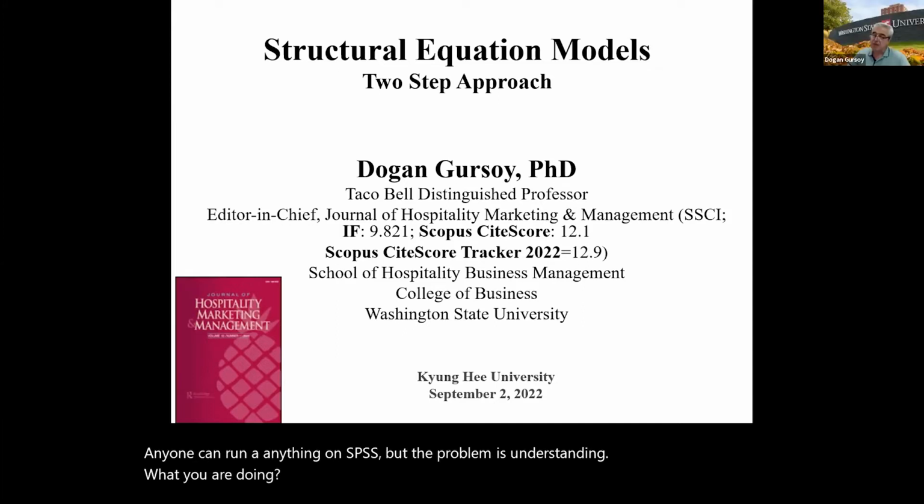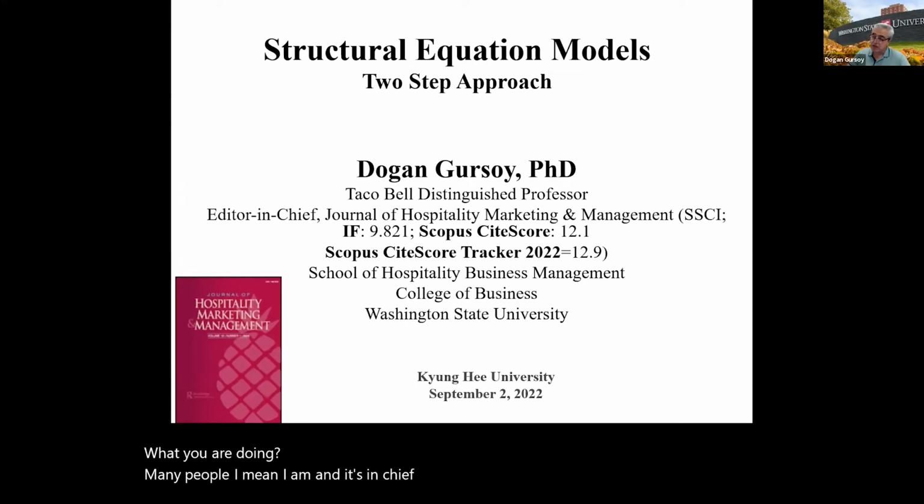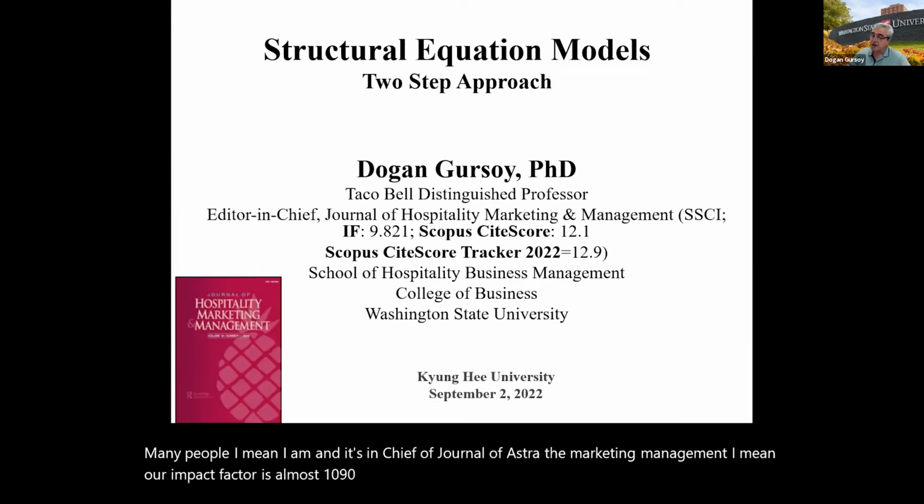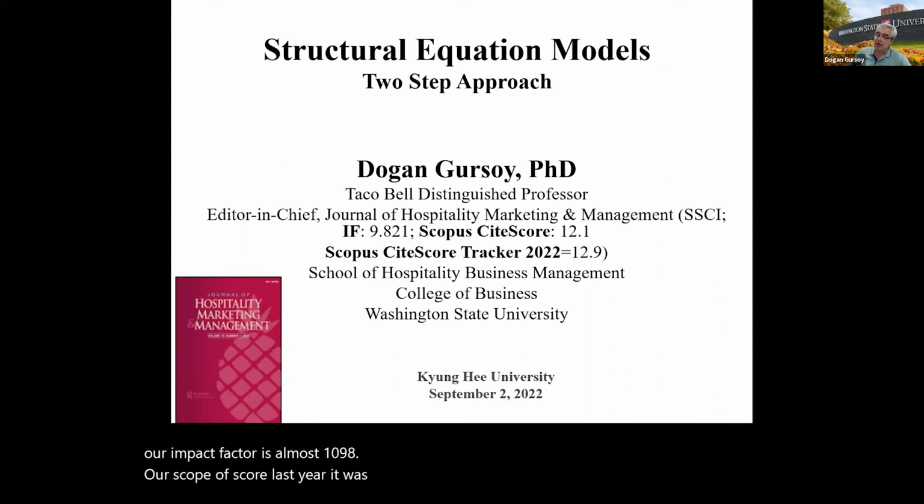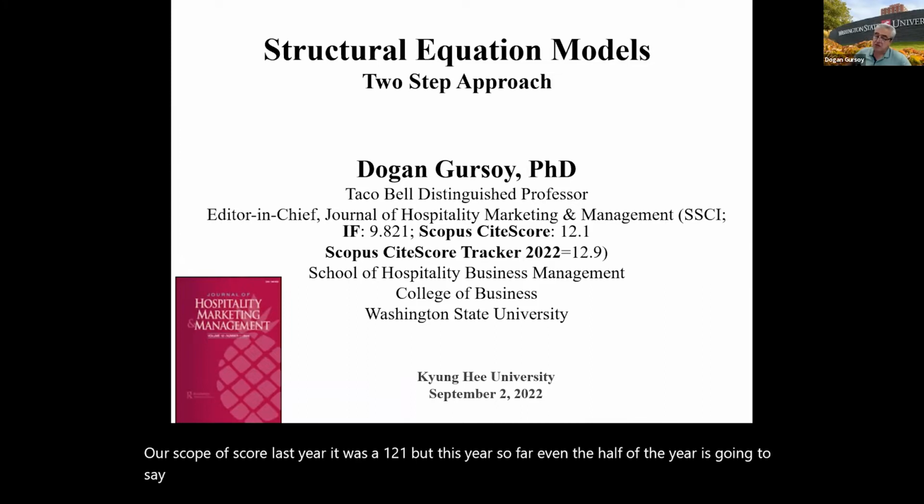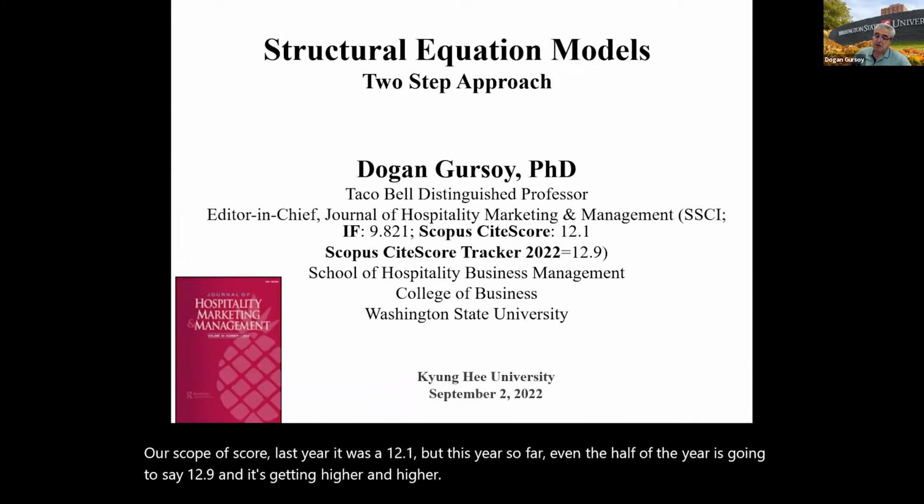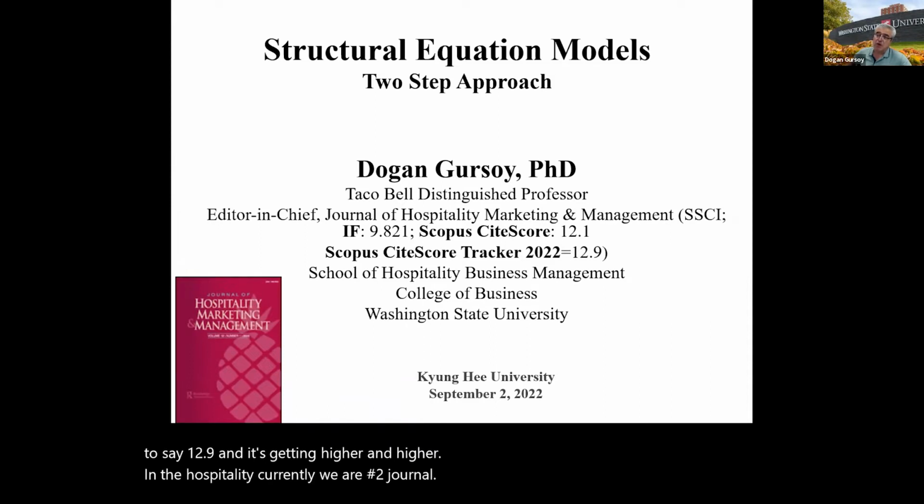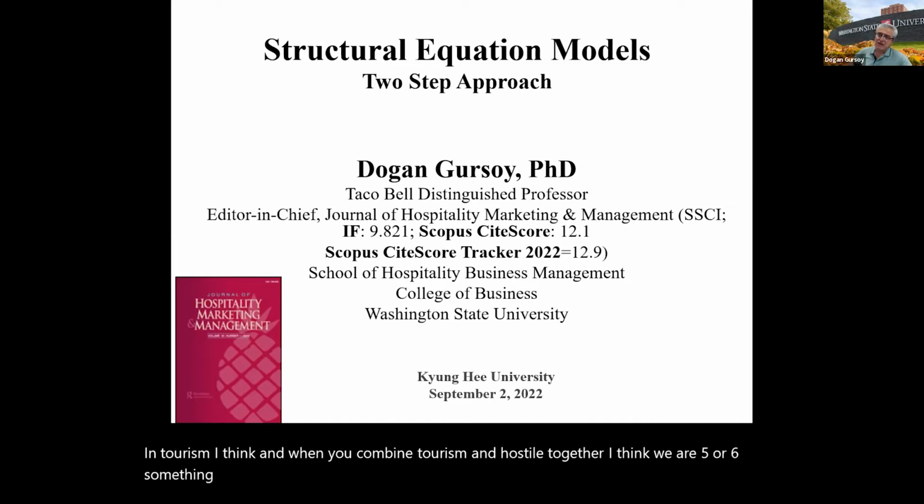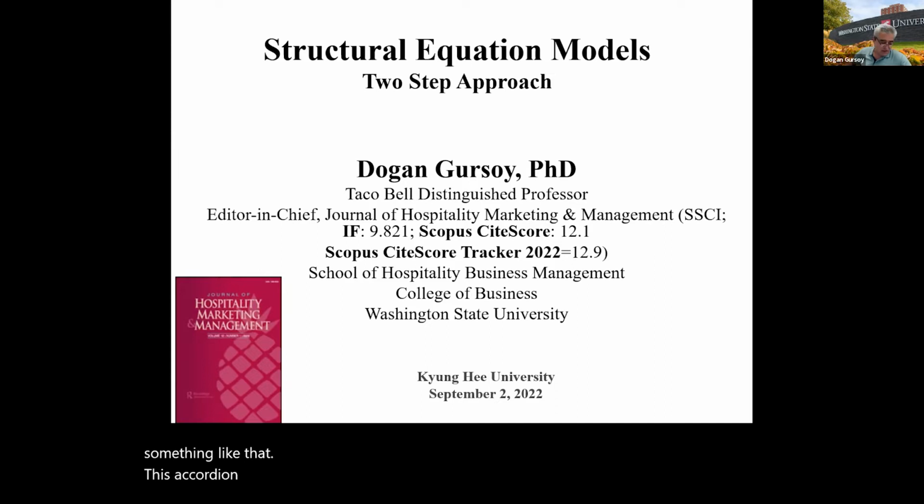Many people, I mean, I am editor-in-chief of the Journal of Hospitality Marketing and Management. Our impact factor is almost 10, 9.8. Our CiteScore last year was 12.1, but this year, even with half of the year gone, it is 12.9, and it's getting higher and higher. In hospitality, currently we are the number 2 journal, and we are a newcomer. In tourism, when you combine tourism and hospitality together, I think we are number 5 or 6, something like that. It's a Q1 journal, SSCI, and also the same with Scopus.